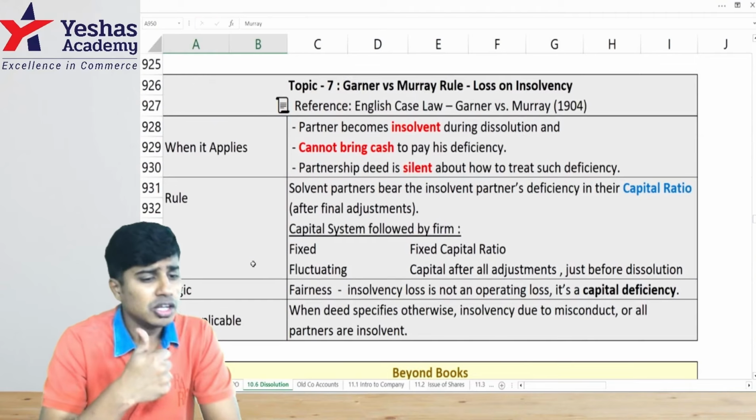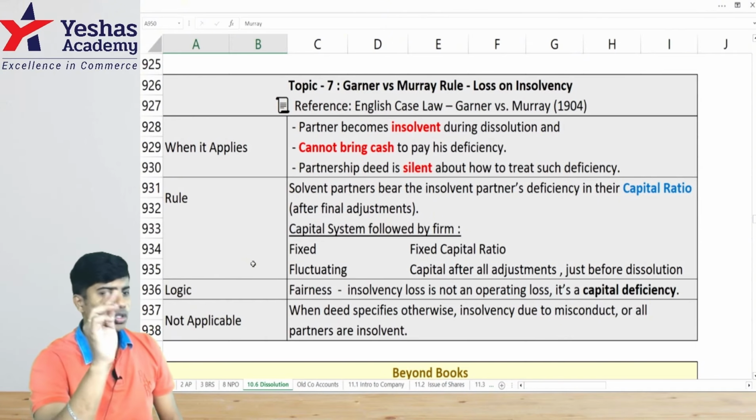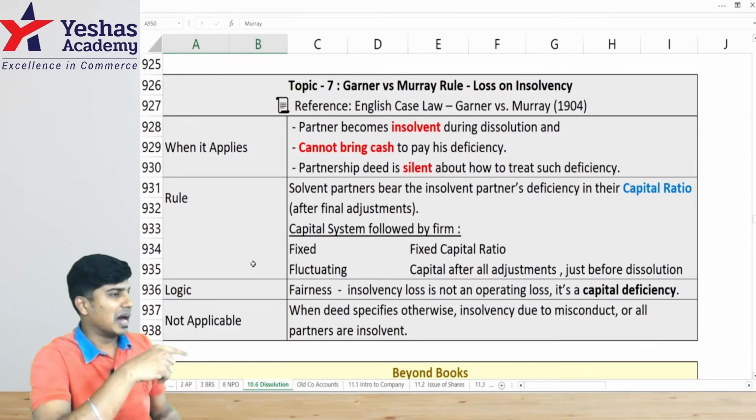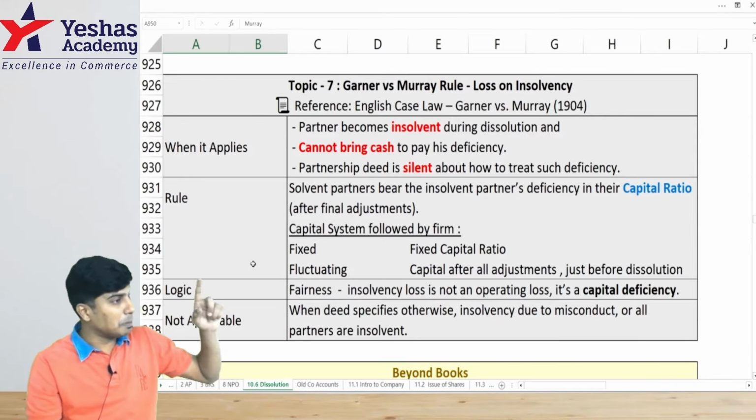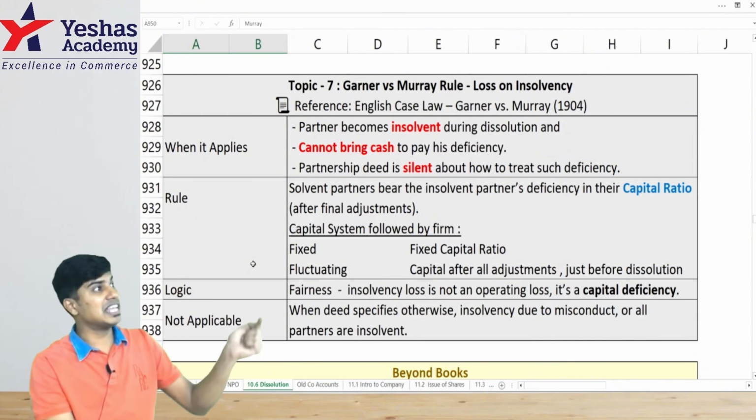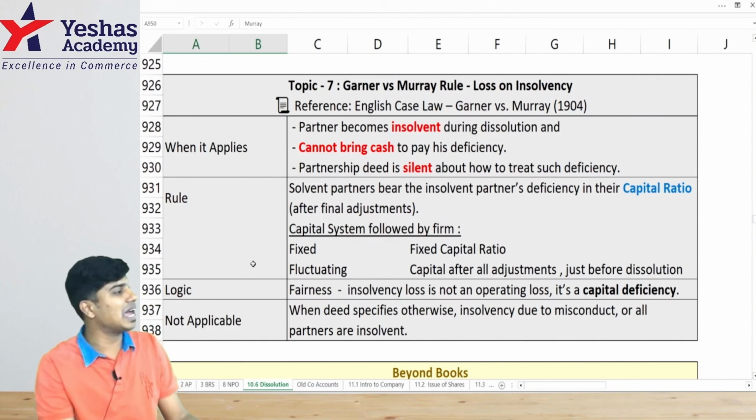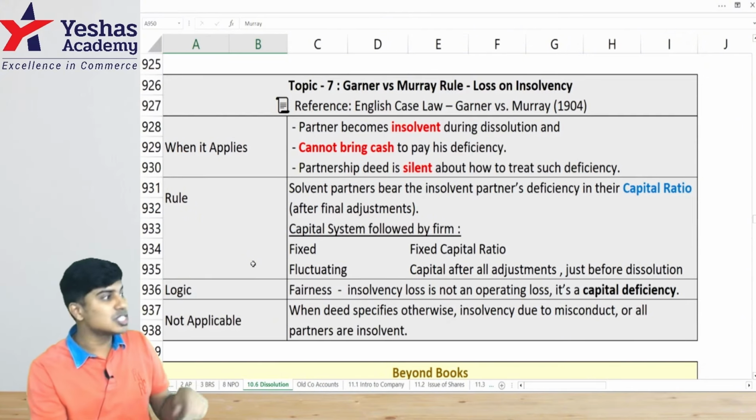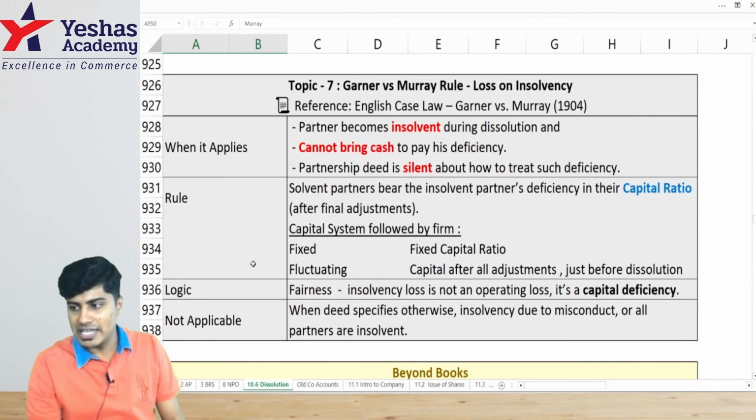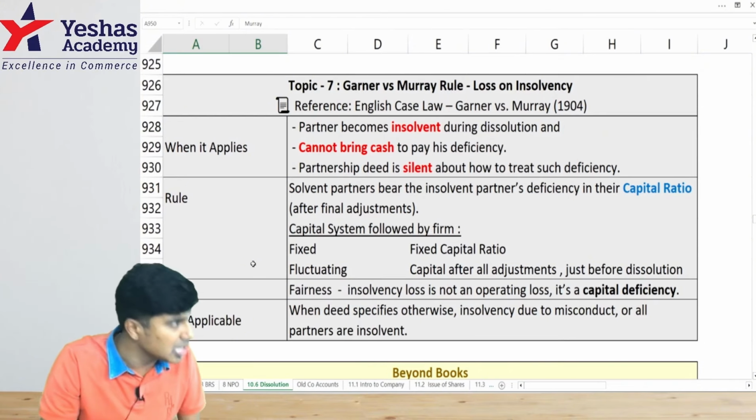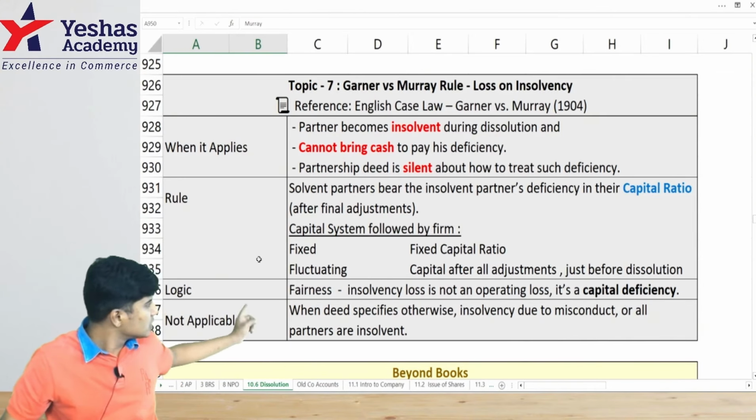Now quickly come back. So when do we apply Garner versus Murray? When the partnership deed is silent. When the partnership deed is silent, the partner is insolvent and he cannot bring money, then how will we adjust it? Solvent partners with a credit balance in their capital account will bear the insolvency in capital ratio, to the extent they have capital, not beyond that. So that was the discussion here.